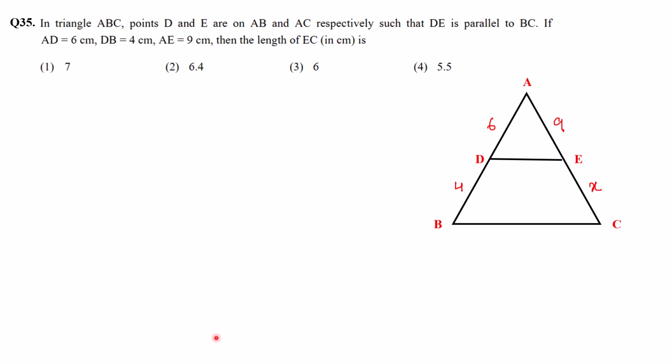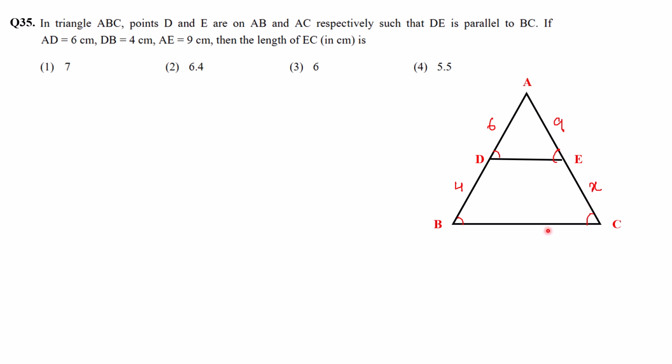Then you can see DE is parallel to BC. So if DE is parallel to BC, then I can say AB is the transversal line. Then it means this is the corresponding angle. ADE and ABC, they are corresponding angles, so they will be equal. Similarly, the other side, if you take AC as transversal, then angle AED and angle ACB is corresponding angle. So from here I came to know that all the three corresponding angles are equal. So both the triangles are similar.